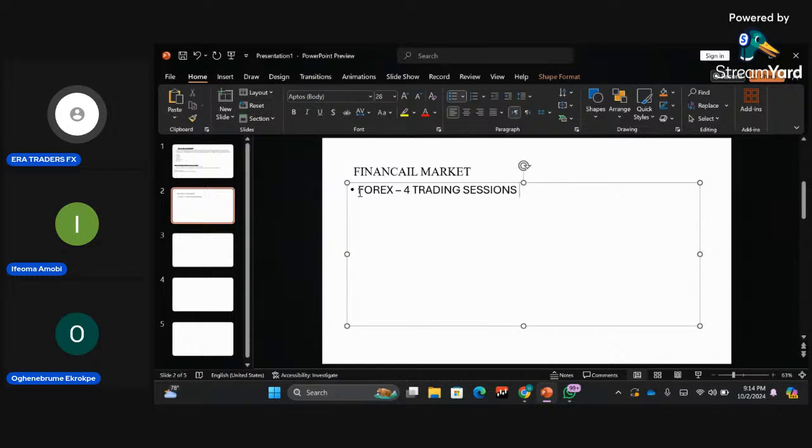There are four trading sessions. We have the New York session. Write that down. New York session. We have the Asian session, which is divided into two: Tokyo session and Sydney session, and we have the London session.